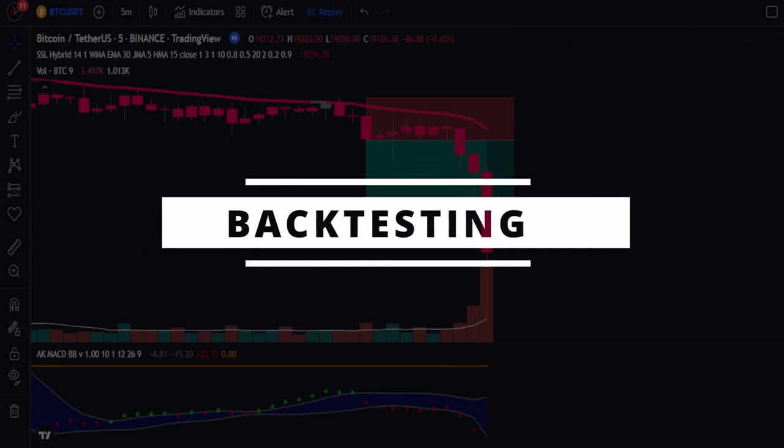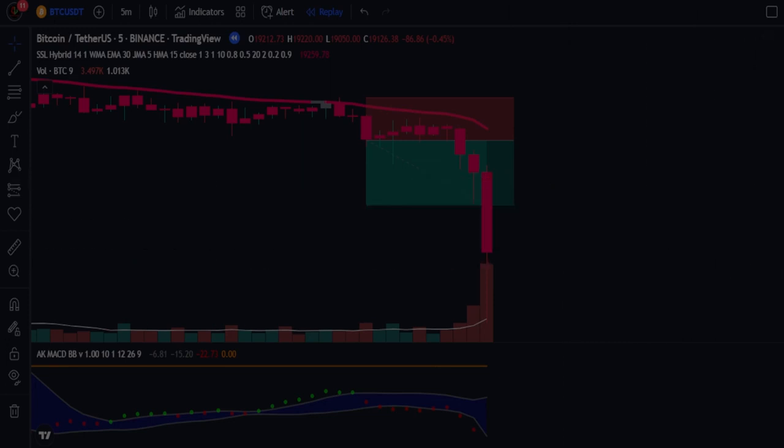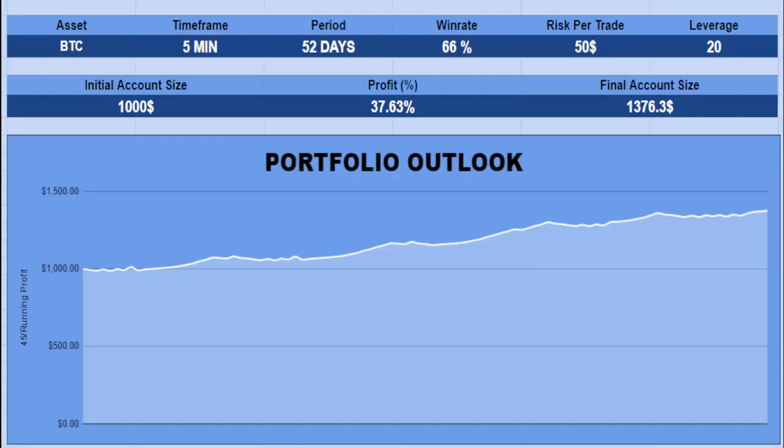Back testing. I hope you understand the rules of this strategy. Now, let's find out its win rate. I back-tested this strategy 100 times. Now, here are the results. I've tried the strategy on Bitcoin using a 5-minute time frame. The total trade range reached 52 days with 66% win rate.